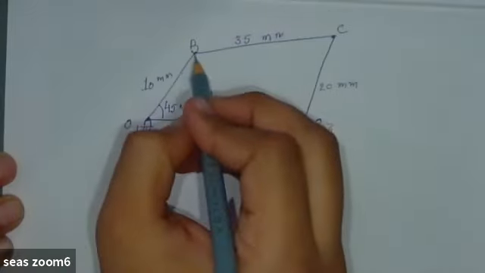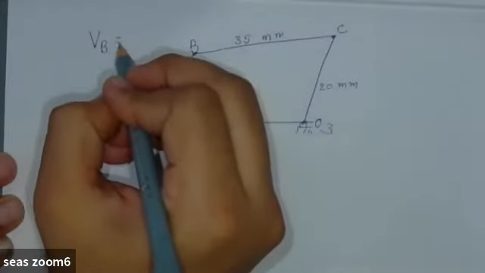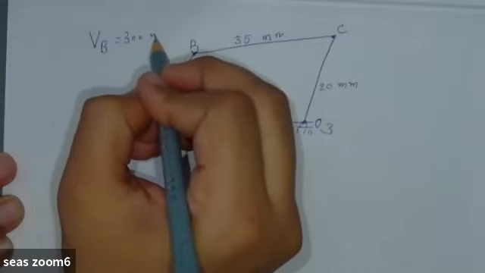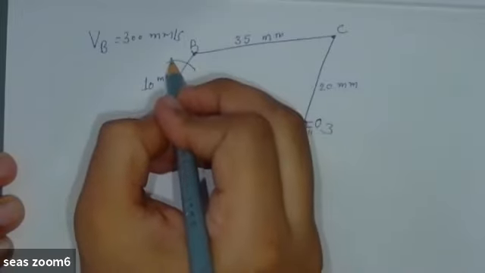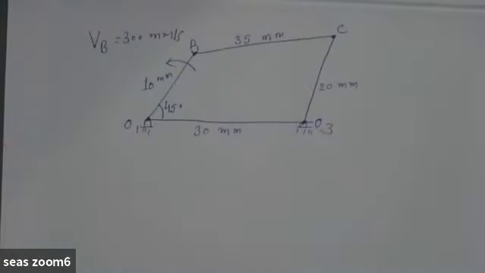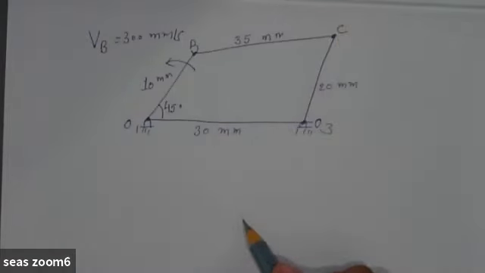The velocity of point B is given as 300 mm per second. And this link is moving in counterclockwise direction. This is what is given. It is required to determine the velocity of point C, the angular velocity of link BC, and the angular velocity of link O3C. It means that almost all other velocities at every other point are required to be known.